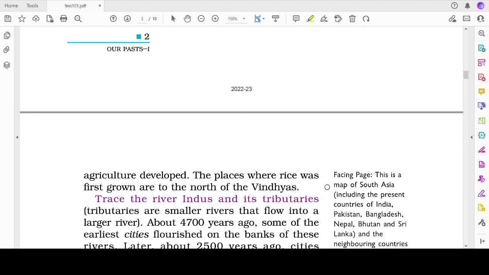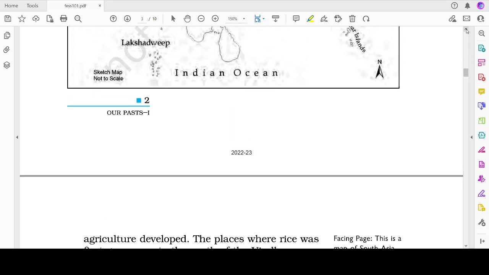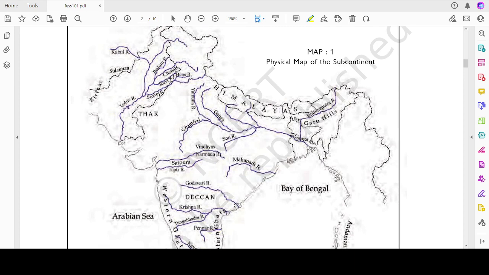agriculture developed. The places where rice was first grown are to the north of the Vindhyas. We can see the different rivers in the map here. We can see the Ganga river here, the Yamuna river here, and the Mahanadi of Odisha, I mean developed from Chhattisgarh, flowing here. Then we can see the Narmada here. And these are the Gangetic plains where the Indus Valley civilization, the people's life started. And we can see the Garo hills, the Brahmaputra river, the Himalayas. These are the places where the actual life evolved.